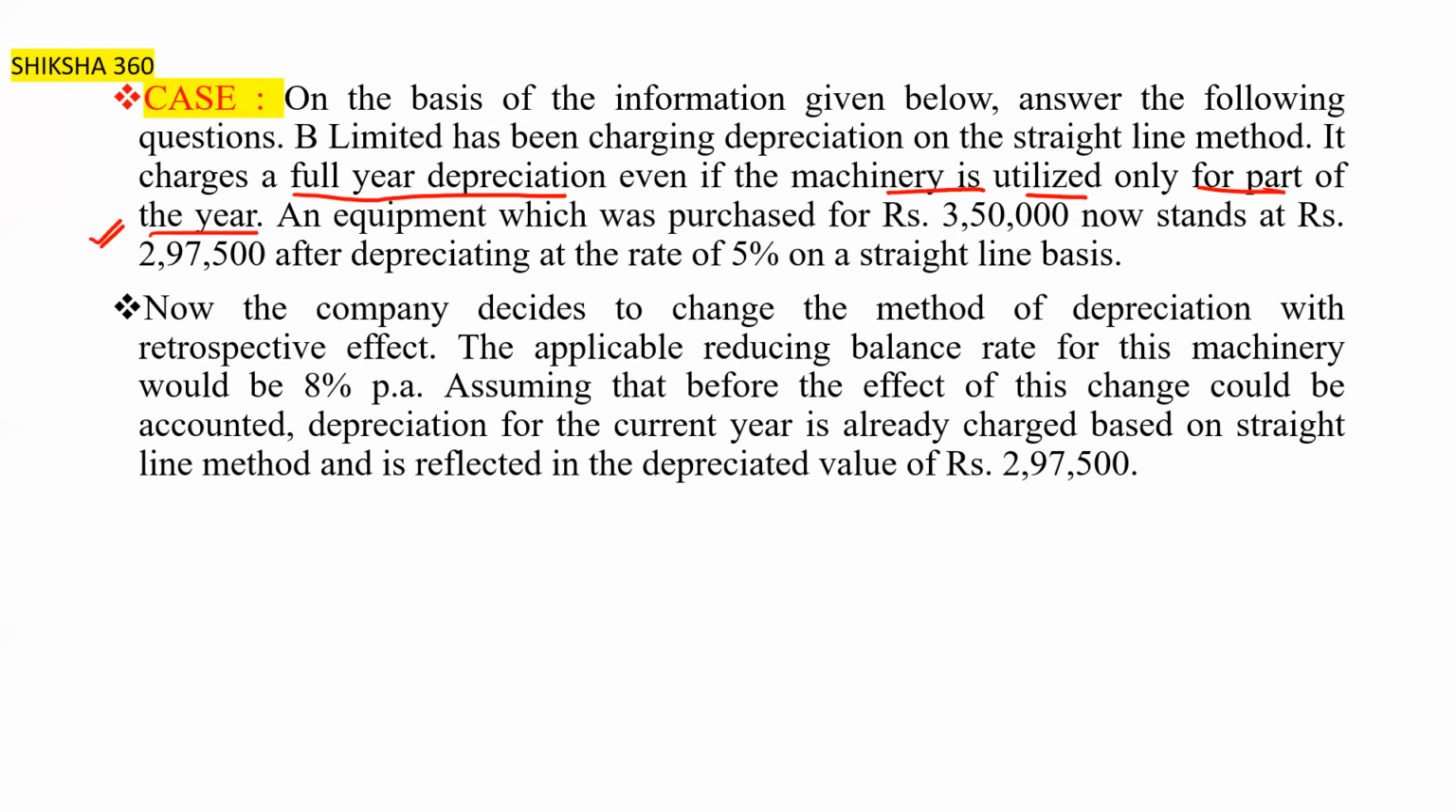So an equipment which was purchased for rupees 3,50,000 now stands at rupees 2,97,500. The machine's actual cost is this one. Now that machine cost this one after depreciating at the rate of 5% on a straight line basis. Now discuss one question. Clear? So this is the amount, and the rate is 5% on a straight line basis.